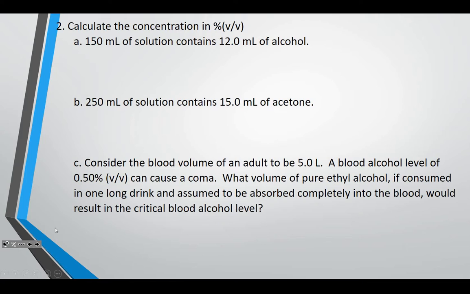Okay, this one, we're doing volume to volume. And here you have a person down on C that has 5.0 liters of blood flowing around in them that you got to deal with. So go do A and B first and then get down to C and read. And this is one that I would set up just like I did earlier.